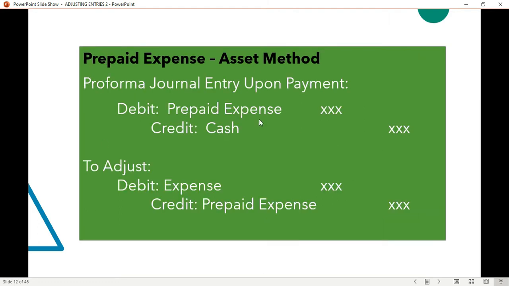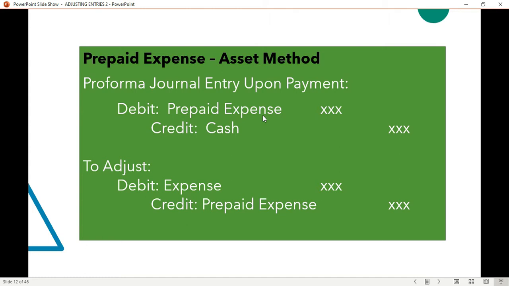So this is the pro forma entry. During the time the company made the payment, this was the entry made: a debit to prepaid expense, an asset account, and a credit to cash. Since it's the asset method, it was debited to an asset account. And then at the end of the period, what you will recognize is the expense.